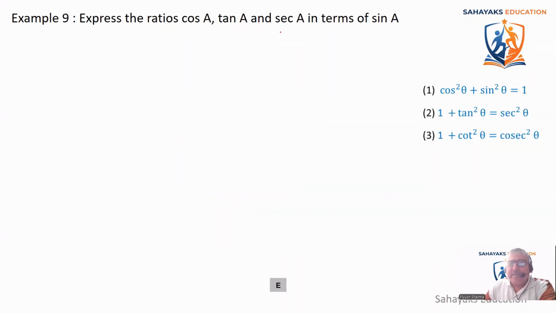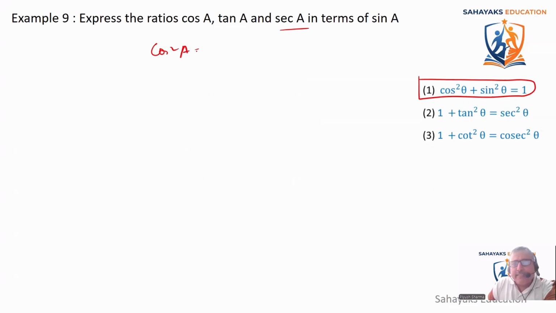Then we have sec A. We have to express the ratio sec A in terms of sine A. So for that, we can again take this one, which we took initially. So we could find out that cos square A is equal to 1 minus sine square A. So cos A came out to be square root of 1 minus sine square A.